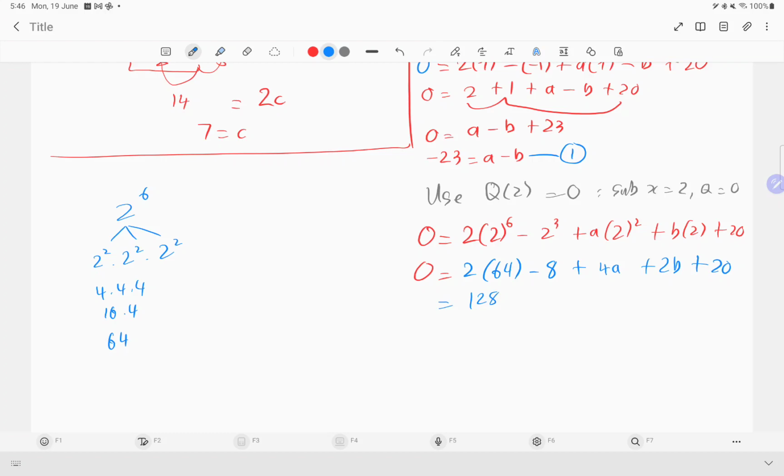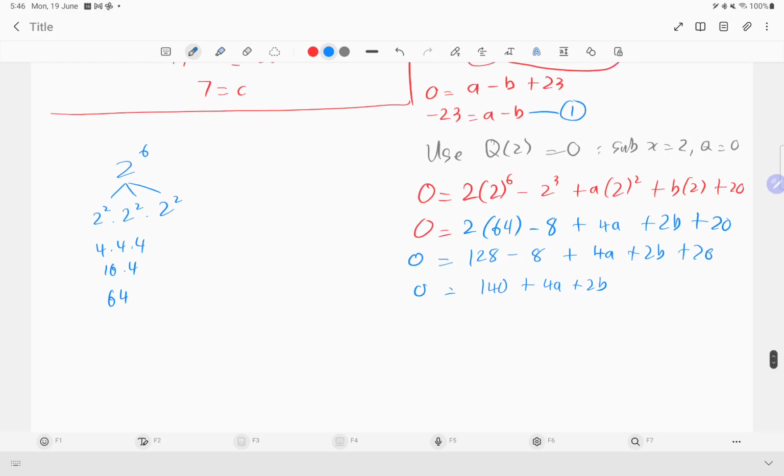128. No, I said 128. Then yes, 128, minus 8, plus 20 equals 0. So 0 equals 128 minus 8 is 120, plus 20 will be 140, plus 4a plus 2b. Then I want to move the 140 over to this side. 140 equals 4a plus 2b.